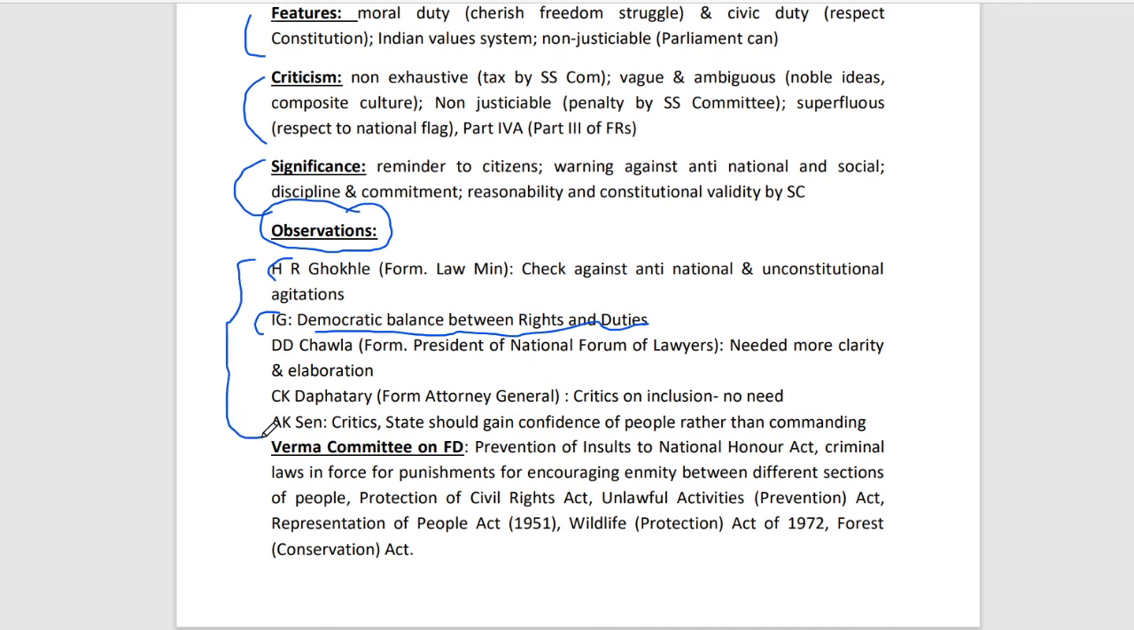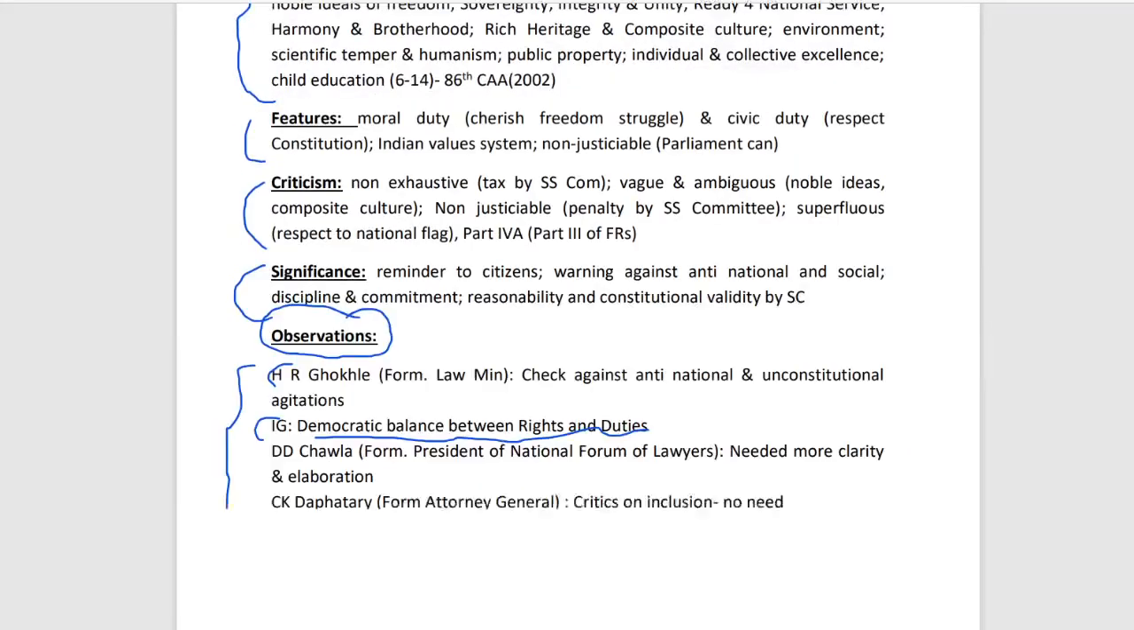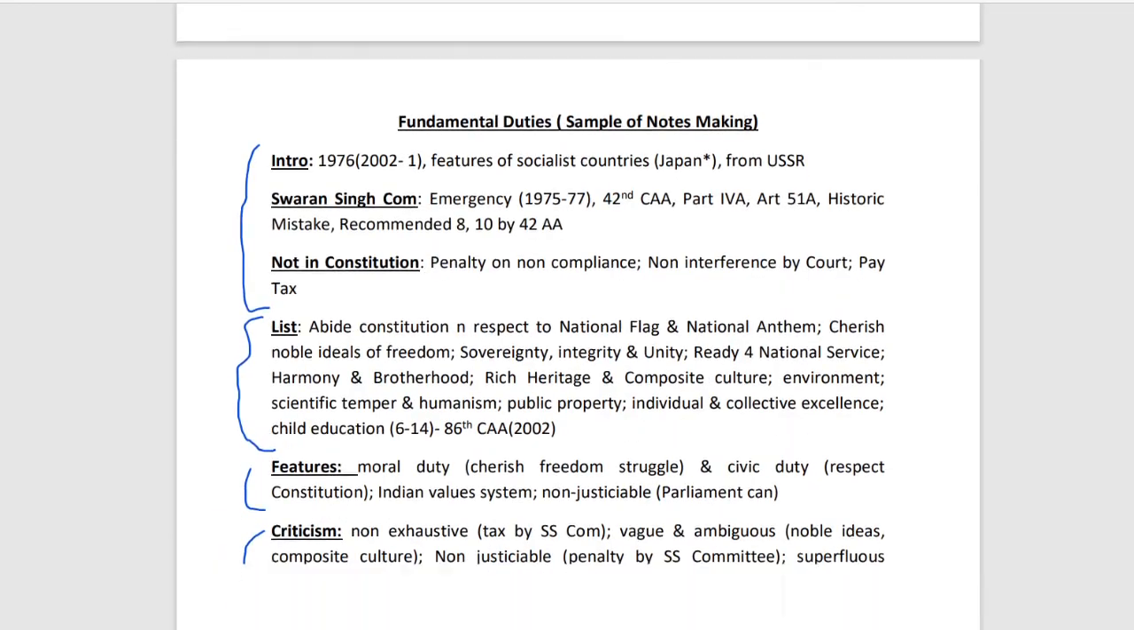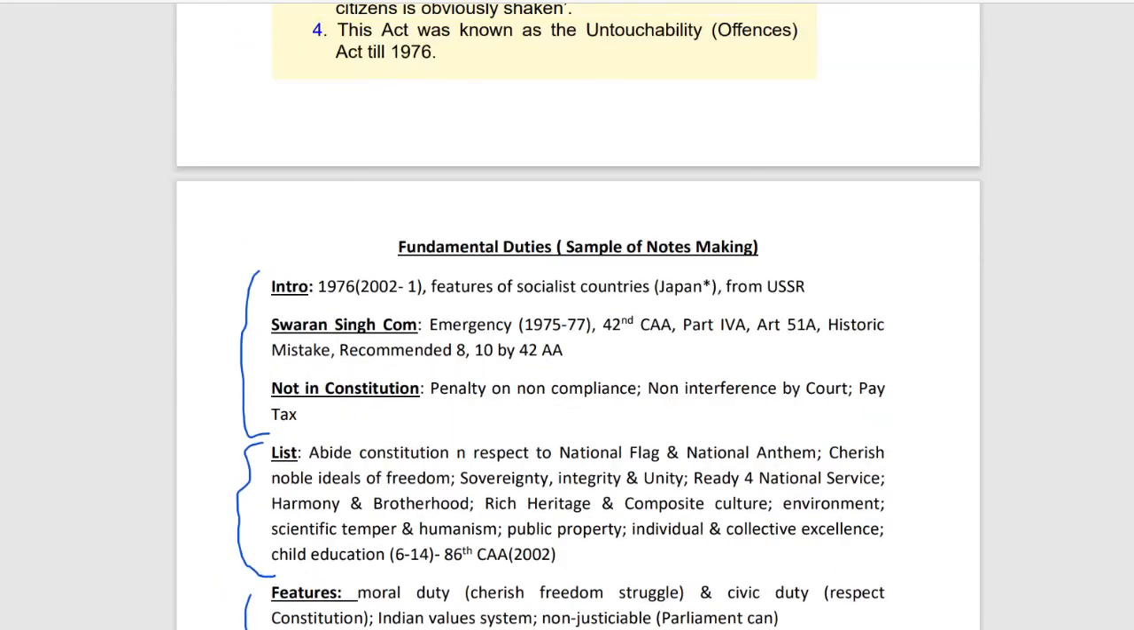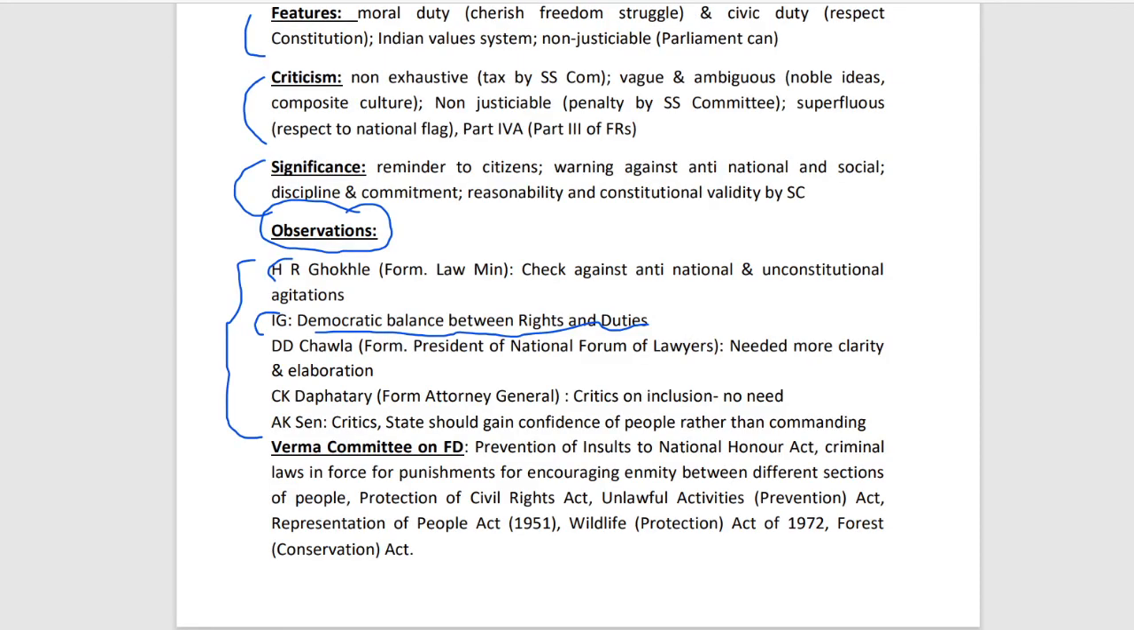That means in this book, the statements of these five people, one, two, three, four, five people, were scattered here and there, and I have simply brought all the five speakers to one place and named it observation. So this will help me to figure out what are the comments of important figures with respect to these fundamental duties. So I think I'm very clear on this. You can see I have converted this entire book into simple notes on a sheet of A4 size. So this is how we have to make notes.